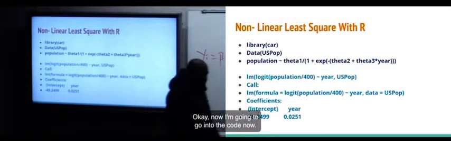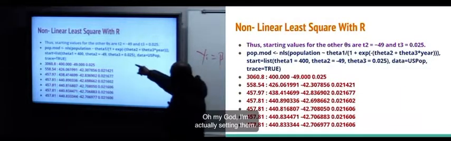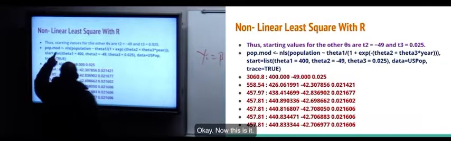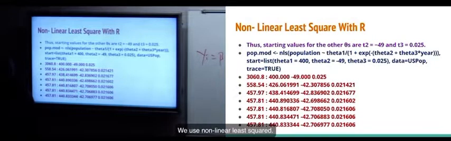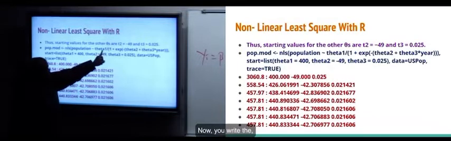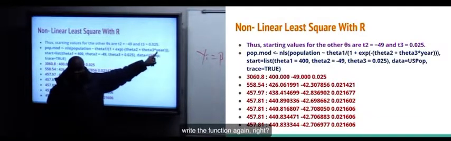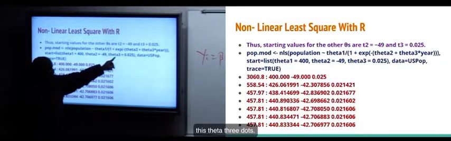Okay. Now I'm going to go into the code. Okay, now this is it. NLS means non-linear least squares. We use non-linear least squares when you are trying to figure out how to estimate the parameters in a non-linear regression model. Now you write the function again, and you have start equal to a list: theta 1, 400, theta 2, this, theta 3, that.